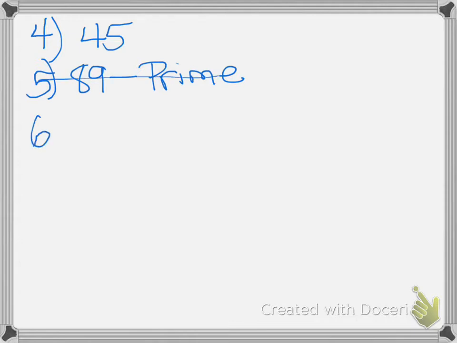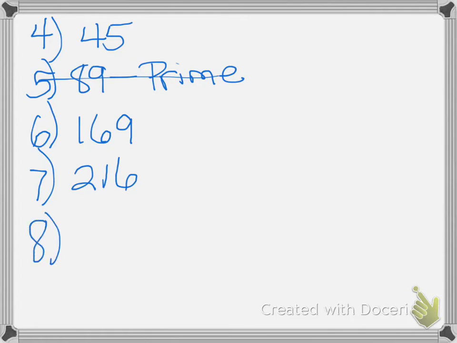Number 6, prime factorization, do a factor tree for 169. Think about those divisibility rules that you learned in the previous chapter. That'll give you your first couple of factors on these bigger numbers, right? Number 7, 216. May have to do a little math. And number 8, 243. Again, use your divisibility rules to get started with your first couple of factors.